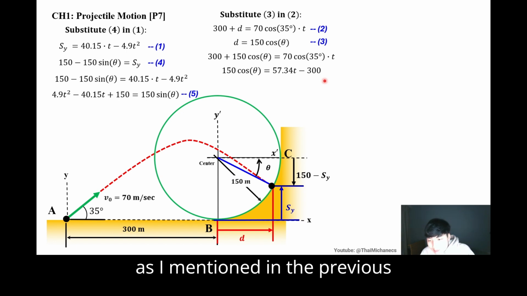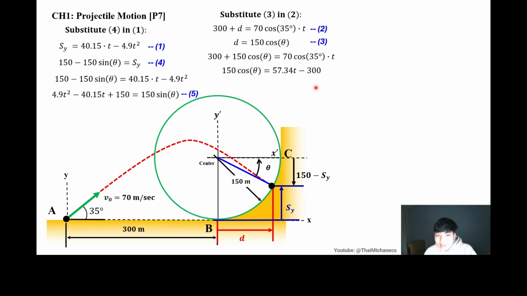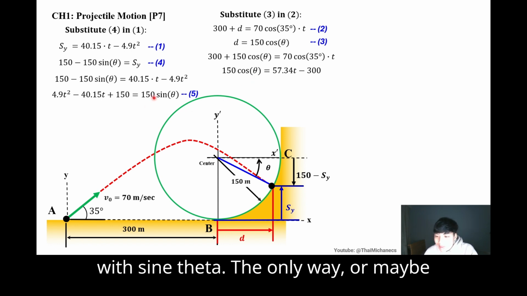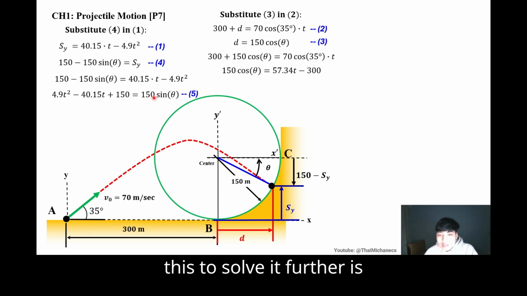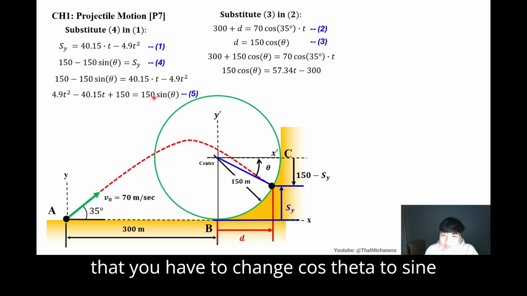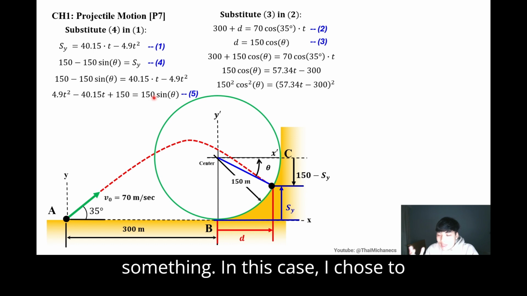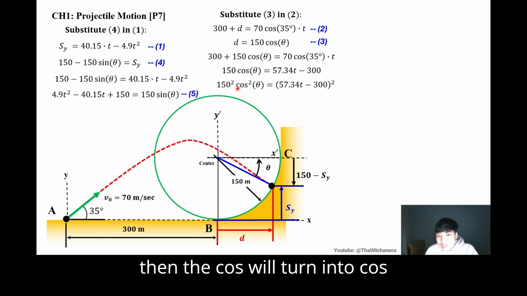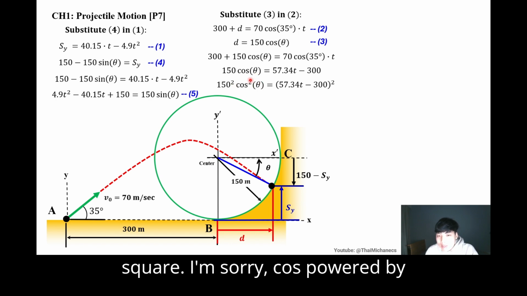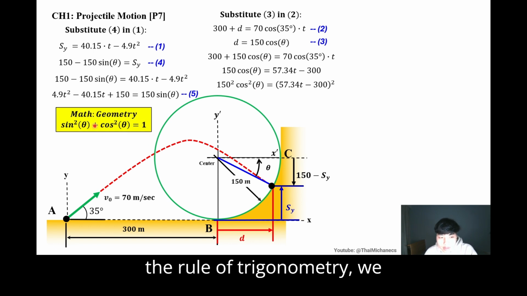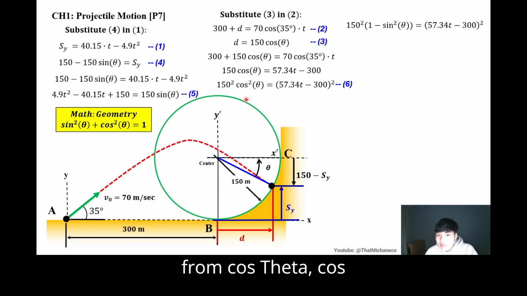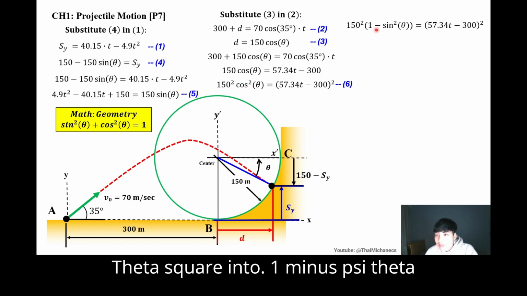As I mentioned in a previous video about this conversion, you have one equation that has cos theta and another with sine theta. One of the few ways to solve it further is to change cos theta to sine, or sine to cos. In this case I chose to change cos into sine by squaring both sides of this equation. Then the cos turns into cos squared. From the rules of trigonometry, we can convert cos squared into 1 minus sine squared. So now I convert this equation 6 from cos squared theta into 1 minus sine squared theta.